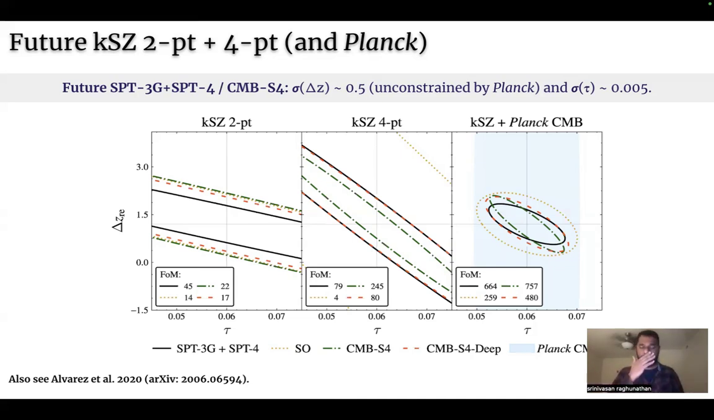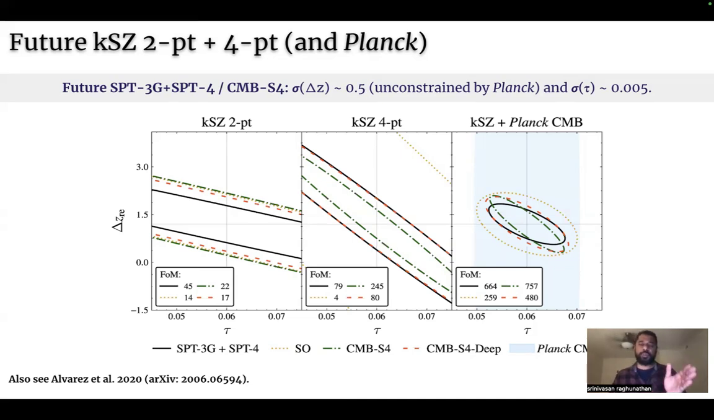So this is the forecast for different upcoming results from SPT, Simons Observatory, and CMB-S4. The left panel is for kSZ 2-point, the middle panel is for kSZ 4-point, and the right panel is a combination of everything. The horizontal axis is the optical depth. The vertical axis is the duration of reionization.